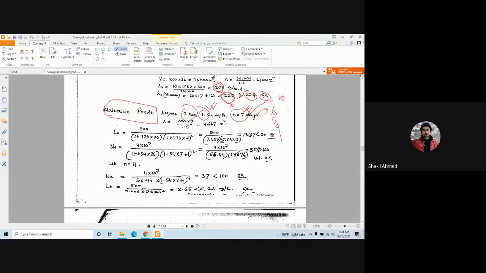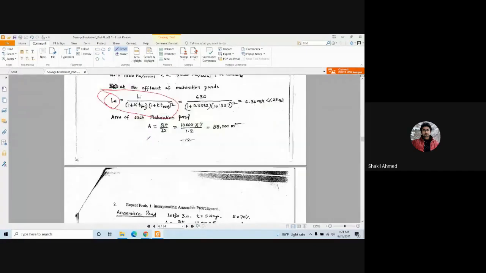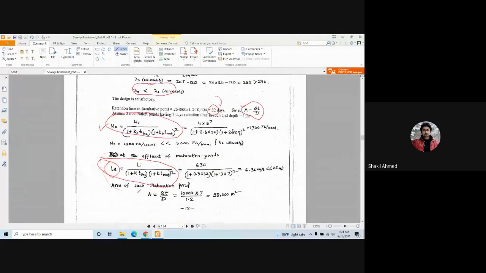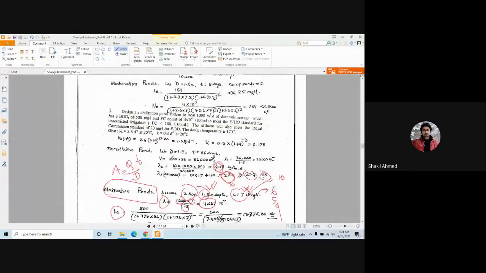So your area will be what? Area equals Q into T over D, I told you. So you got this. Now the formula here, LE, this is the formula. You use this.